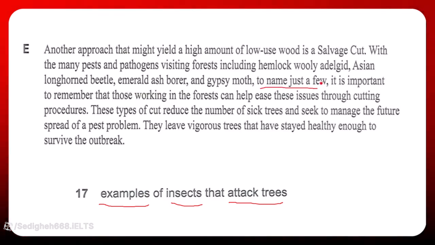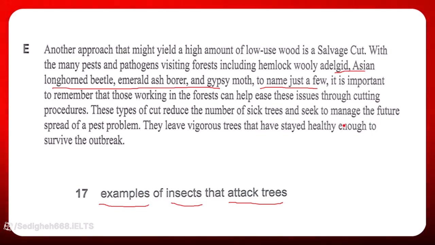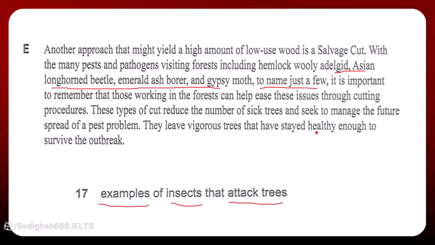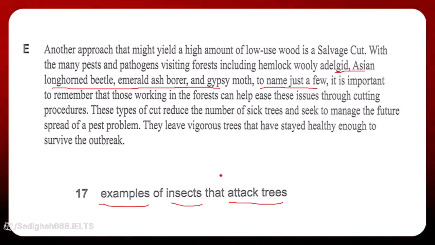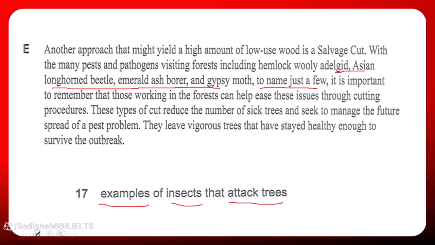Here, to name just a few. Before that, we can see the names of some insects that can cause disease for the trees. And these types of cuts reduce the number of sick trees in the future. So we could see some examples of pests that are affecting the trees.